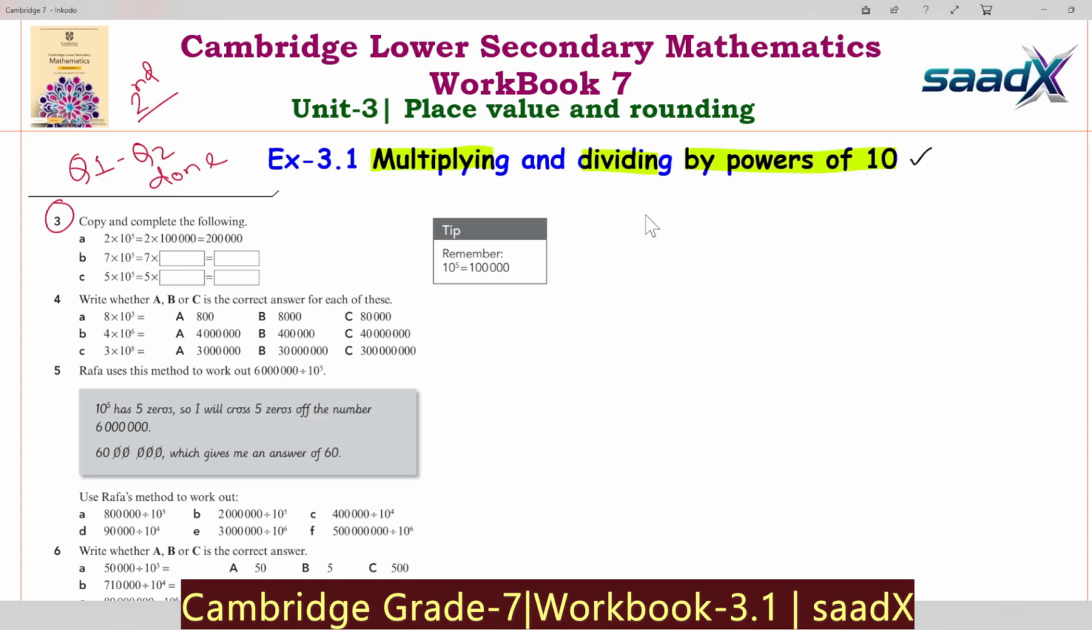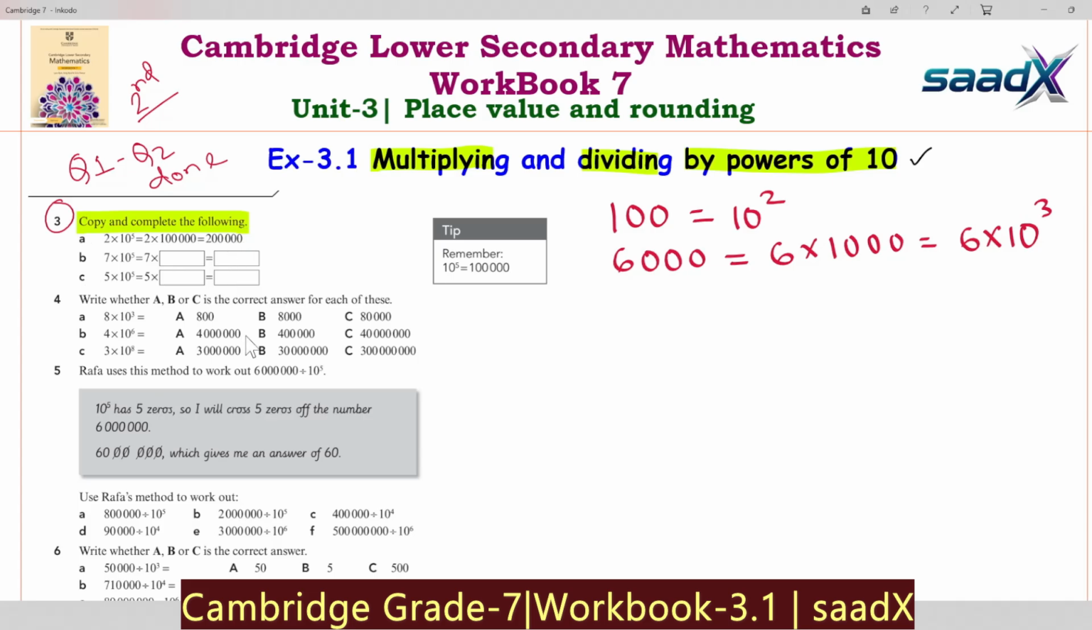In the first episode we already discussed that 100 equals 10 squared. Again, 6000 we can write as 6 times 1000, which equals 6 times 10 to the power 3. These kinds of things we already discussed. Today's question: copy and complete the following.